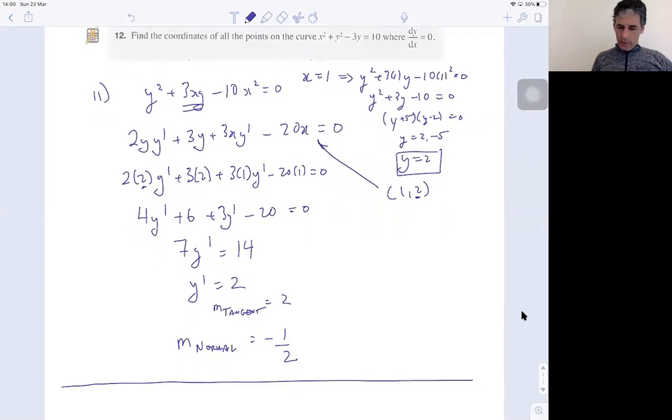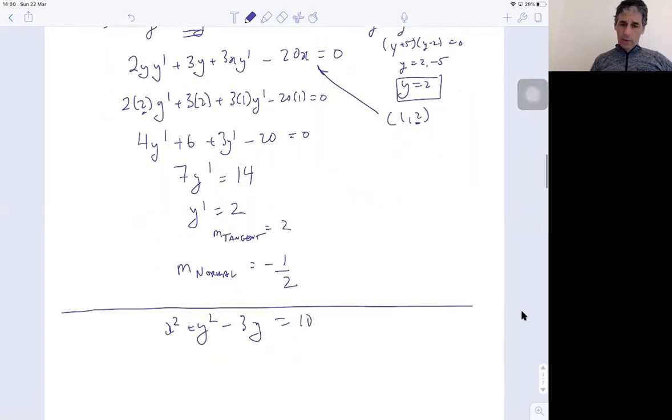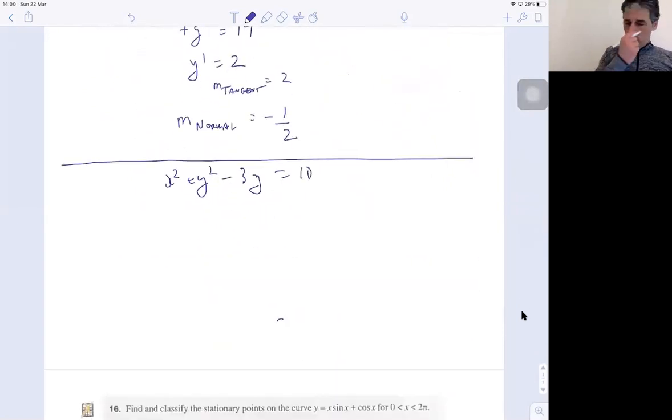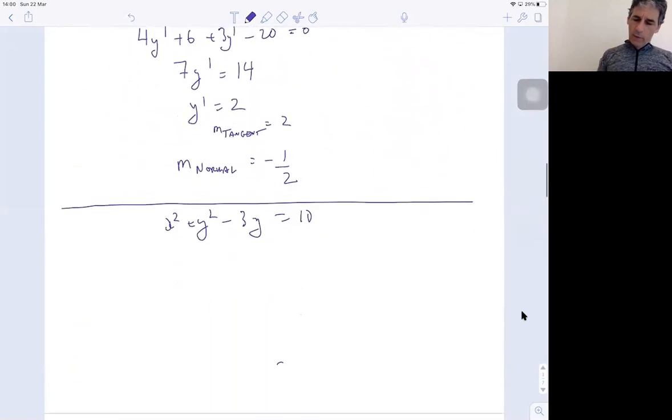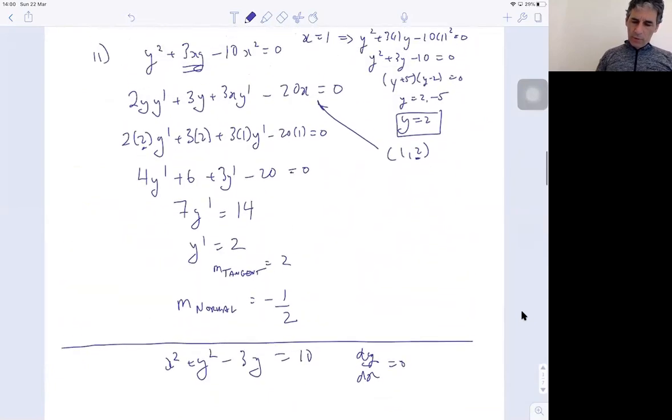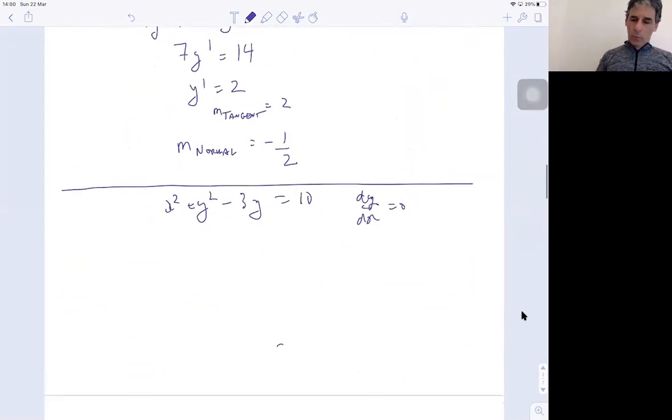So let's just write down the equation. It's x squared plus y squared minus 3y is 10, and then scroll up here. What we want to do is find all the points on this curve where dy/dx is equal to 0. And I believe the question said points, so there could be more than one solution. Okay, so let's solve by first differentiating. So 2x plus 2y y prime minus 3y prime is 0.